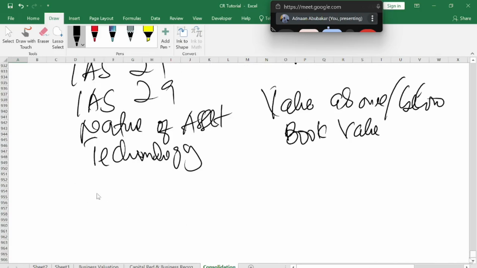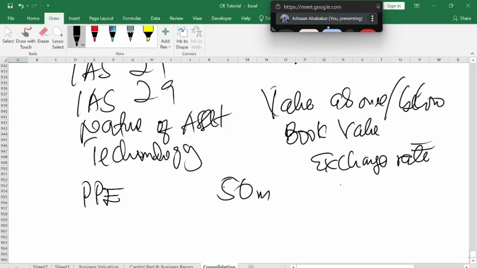So if you have an asset, PPE, under IAS 16, maybe you have PPE or an asset in your book of 50 million. Now, when you acquired this asset, the exchange rate was maybe 15 Ghana cedis per $1. You understand? That's how much you bought the asset. You bought it in dollars and converted it into Ghana cedis.